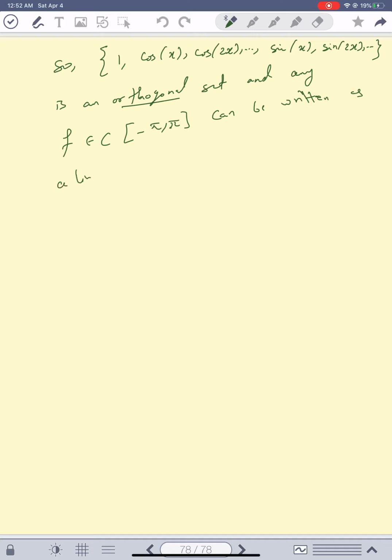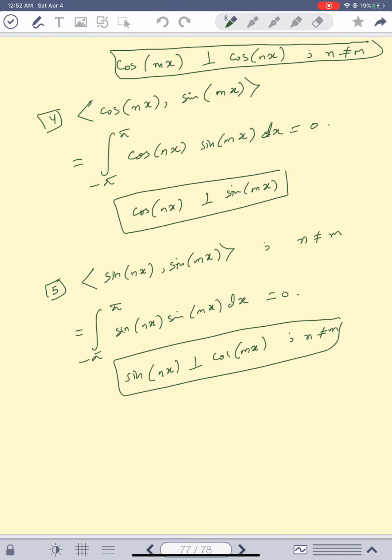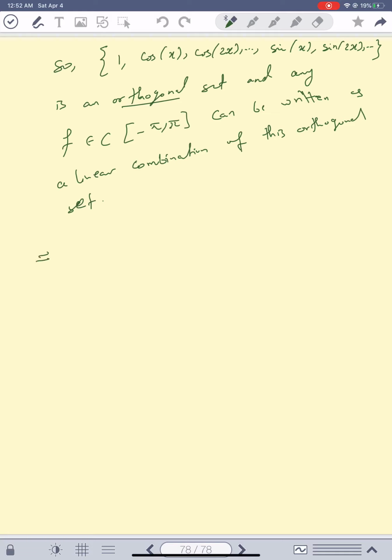as a linear combination of this orthogonal set, right? This is what a basis means. This is the meaning of this theorem, that these functions make a basis for the space of continuous functions. So basically that means if you take any function continuous on negative pi to pi, you can write it as a linear combination. So what's a linear combination of these infinitely many functions? You take a number, you multiply it with 1. So for example, you take alpha, multiply it with 1.